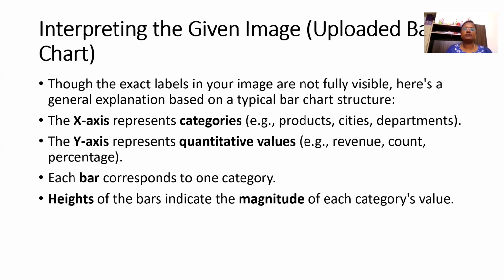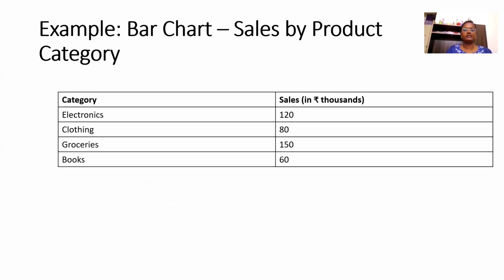So the main purpose of a bar chart is interpreting the given image. For example, though the exact labels in your image are not fully visible, we can see the x-axis represents the category and the y-axis represents the quantitative value. Each bar represents one category. For example, here the example is sales by product category. Here we have the categories electronics, clothing, groceries, books.